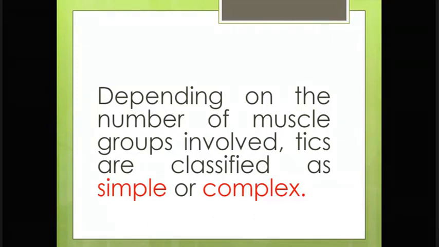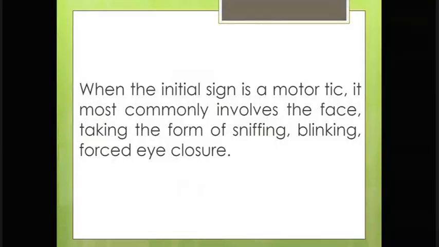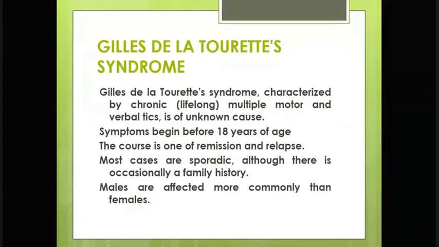Okay. Depending on the muscle or muscle groups involved, tics are classified as simple or complex. When the initial sign is a motor tic, it most commonly involves the face, taking the form of sniffing, blinking, forced eye closure, where he keeps blinking and forcefully closes and opens his eyes. We will take this syndrome, which is a common disease. Tic is a manifestation.